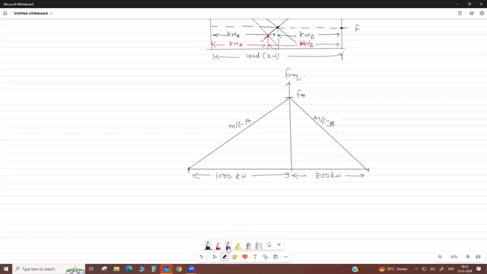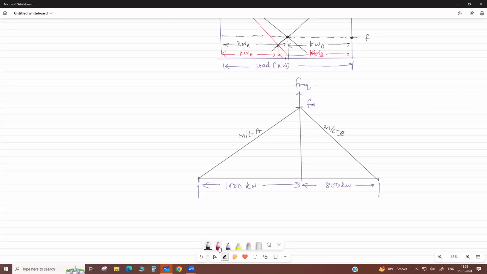Total load is 1800 kilowatt, their full capacity jointly. They can share. But if the total load is only 1000 kilowatt, it is somewhere here. So from here to here it is 1000 kilowatt load, up to here.